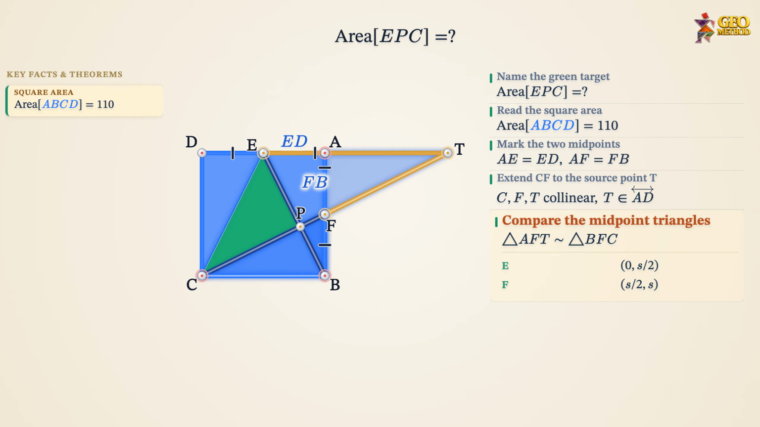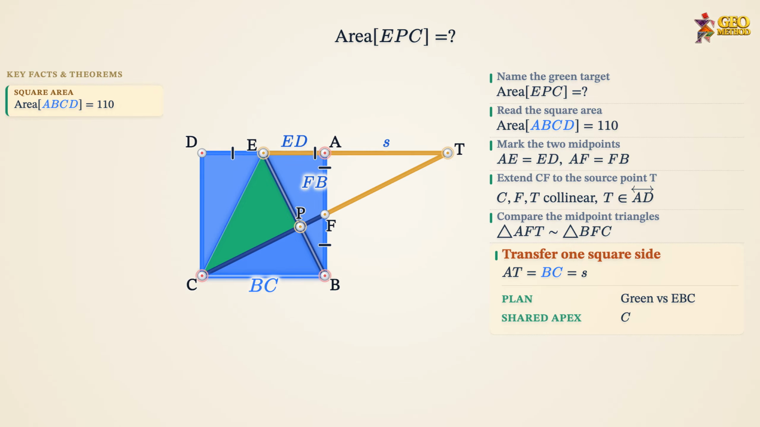Triangles IFT and BFC share vertical angles at F, and segment AT is parallel to segment BC because they lie on opposite sides of the square. They are similar. Since segment AF equals segment FB, their scale factor is 1. So segment AT equals segment BC, one full square side S. Also, segment EA is half a side because E is a midpoint.